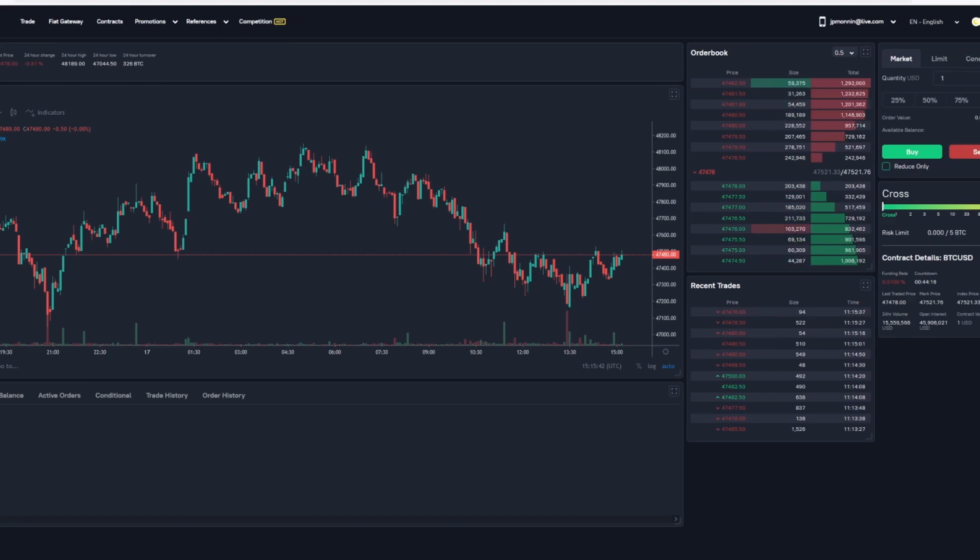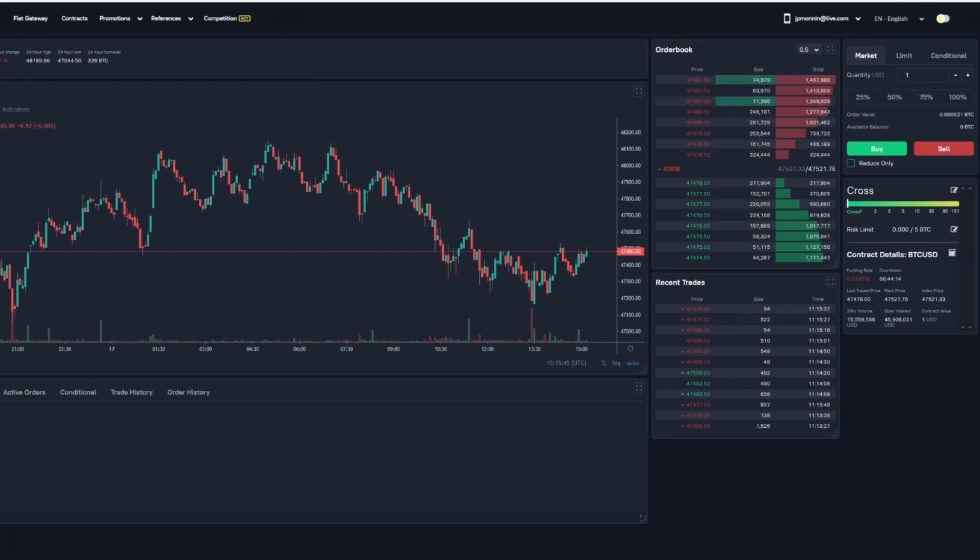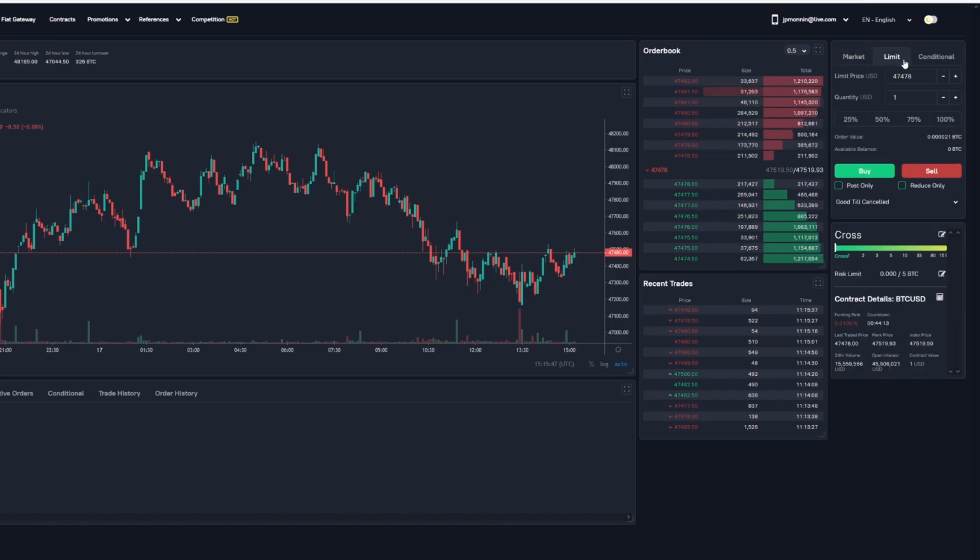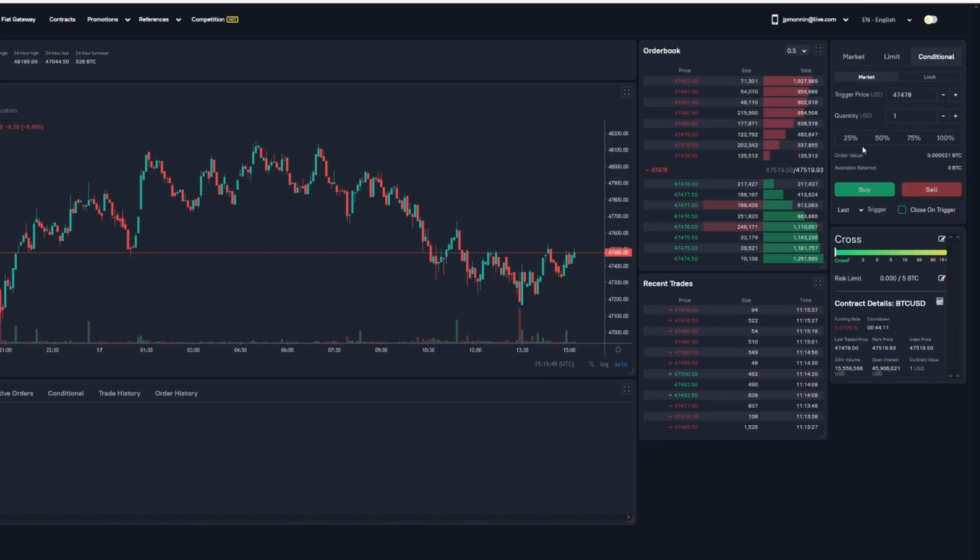I want to move you guys over to the right side so you can see all the options you have on C-Trade. You have the market, you have the limit, obviously conditional. You can change all of these values, the quantities. And you can also close on trigger, and you can change the trigger to mark, index, last as well. So just a lot of different options.